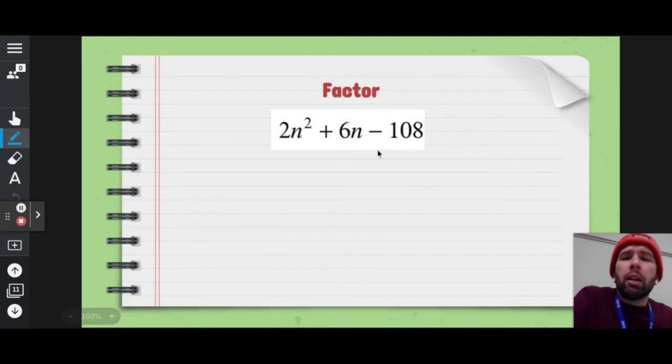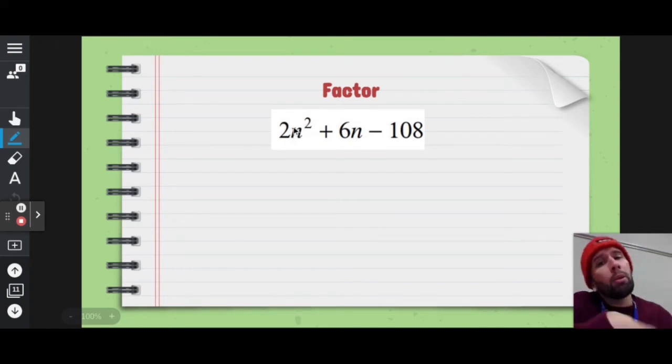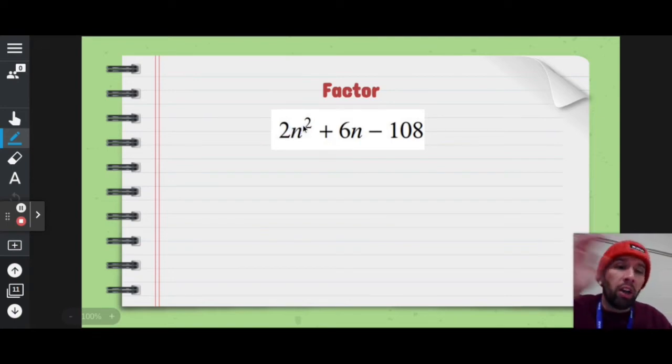Now I'm taking a look at this, and I do have a number in front of n squared. And those of you who remember this chapter or this topic very well, you might be a little scared and say, oh, great, a number in front of n squared. This is going to be the worst day of my life. Sit tight. It may not be the worst day of your life. It might be one of them, but not the worst day of your life.